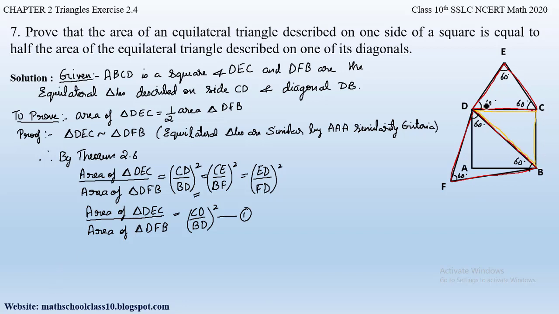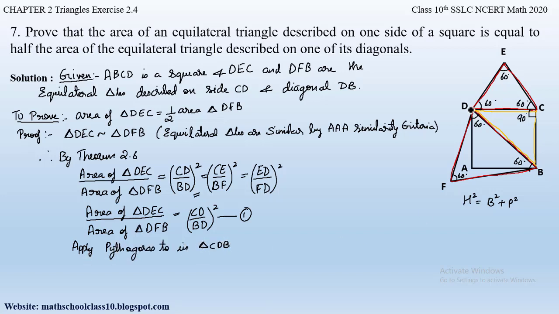Since ABCD is a square, this angle will be 90 degrees, right? So in this triangle CDB, let us apply the Pythagoras theorem. We already know the Pythagoras theorem is given by hypotenuse square is equal to base square plus perpendicular square, right? So let us apply Pythagoras theorem in triangle CDB.